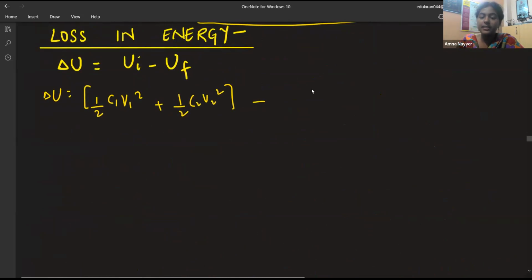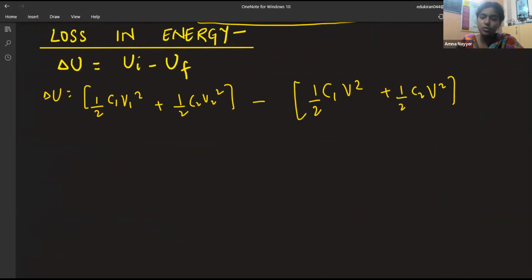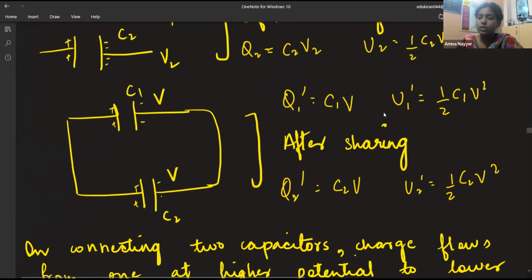And minus, now the final one, half C1, we have the common potential V square, plus half C2 common potential V square. Remember here, I hope you all have written this. This was the final energy, meaning the energy after sharing. And this is also the energy after sharing for the second capacitor. So this total is your energy after sharing.